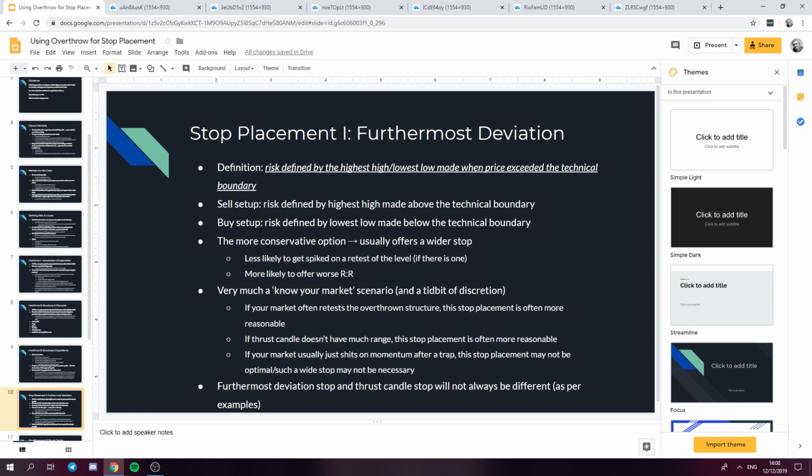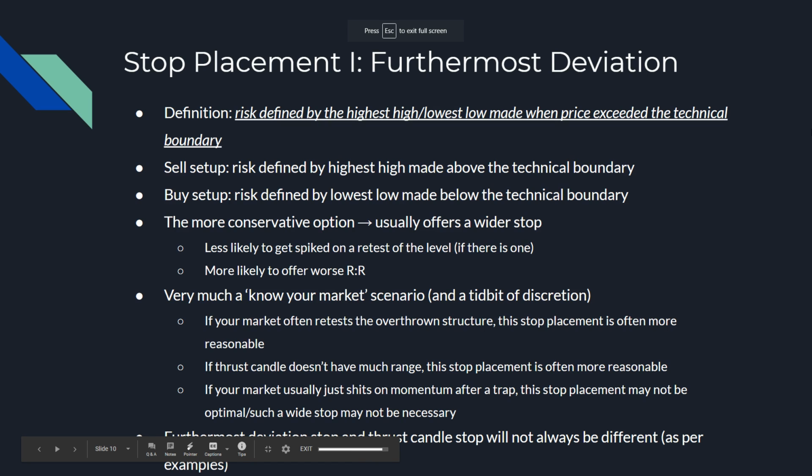Okay? Now, generally, this is the more conservative option, as it usually offers a wider stop, by definition, right? We're going for the lowest low made, highest high made. Now, there are obviously pros and cons, and some nuance you have to incorporate according to the market that you trade. But, general points, a furthermost deviation stop is less likely to get spiked on a retest of the level, if there is one, right?